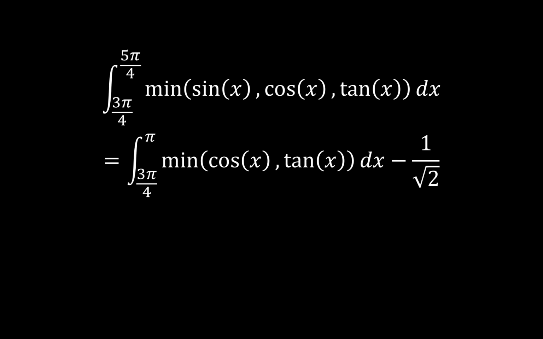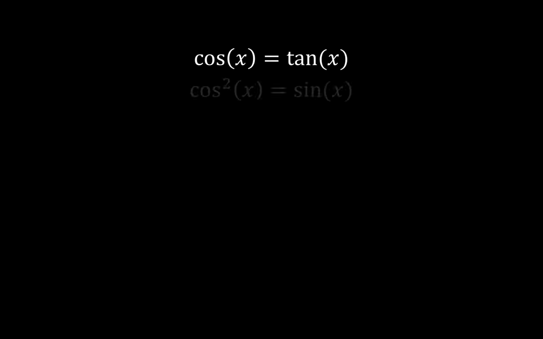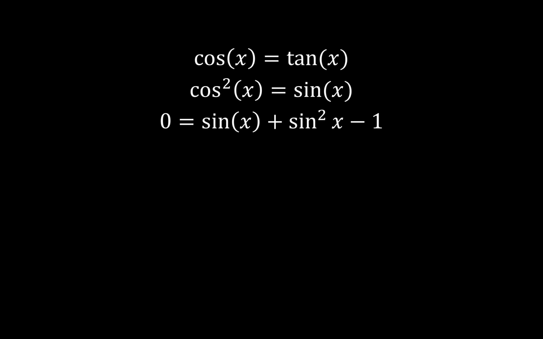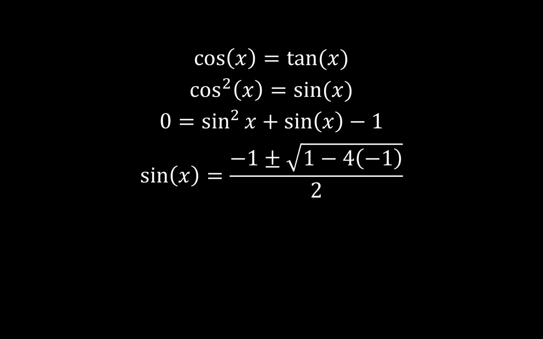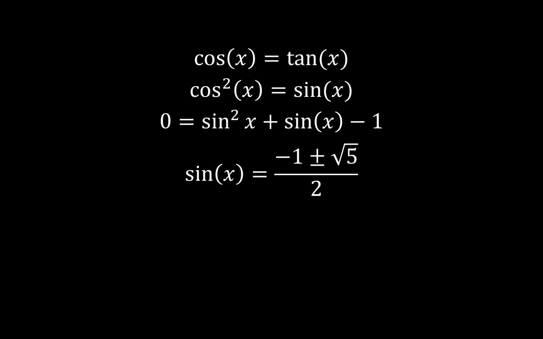We can do this by forming the equation cosine x equals tangent x. Now we solve for this equation by multiplying both sides by cosine x and using the Pythagorean identity to turn this into a quadratic equation in sine x. Now using the quadratic formula, we can get this, which we can simplify to become this. Now we will reject the negative square root of 5, because that will make the sine value smaller than negative 1, which is impossible. So we'll simply take the positive square root of 5.